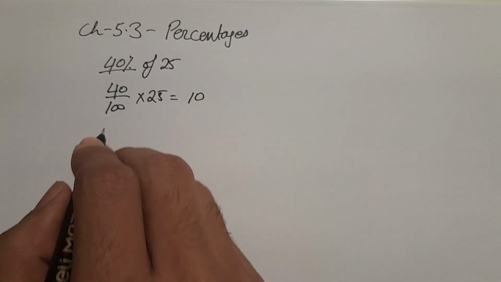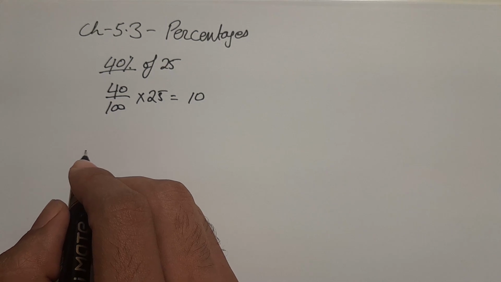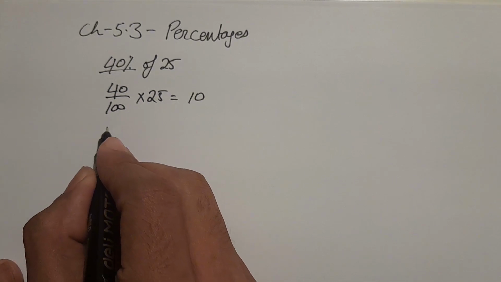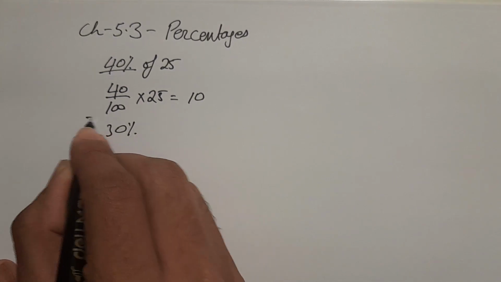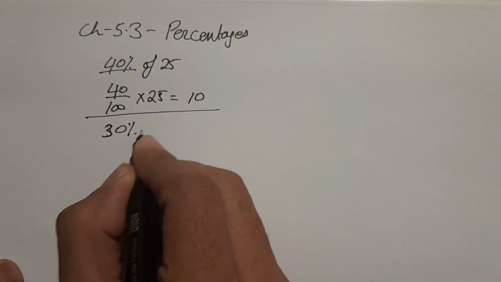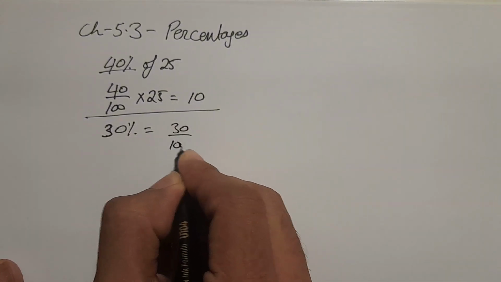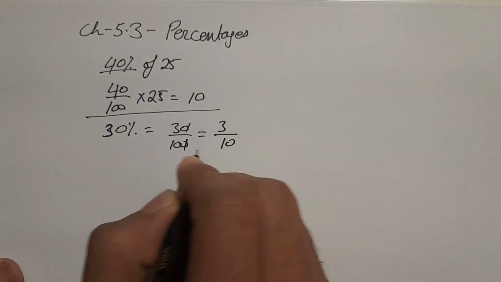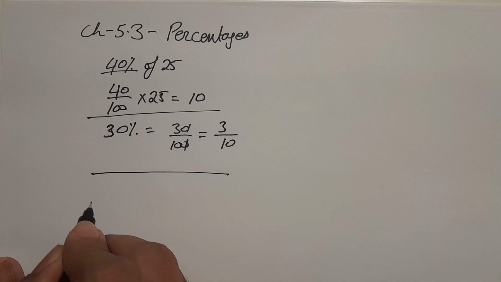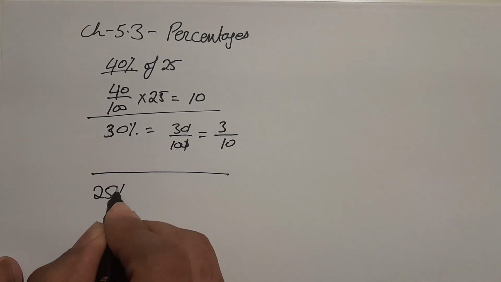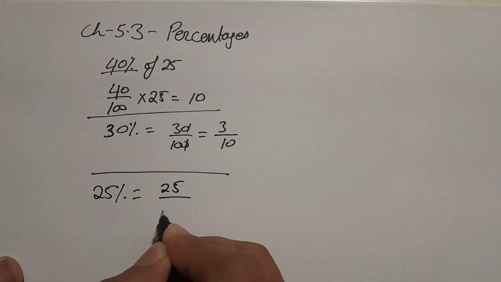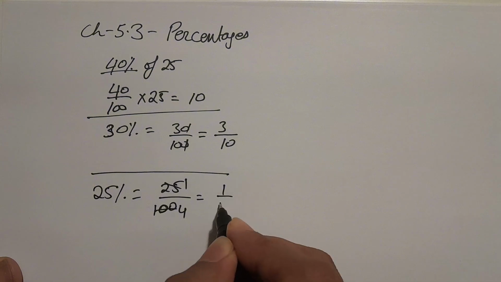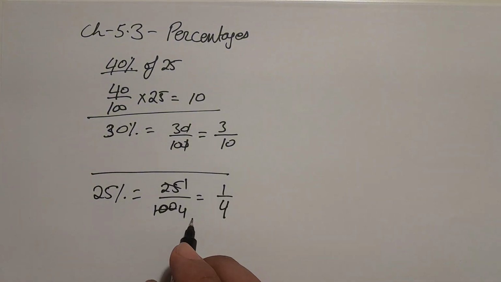Then another example is 30% as a fraction, in its simplest form. So 30% as a fraction will be 30 divided by 100, and simplifying it, it will be 3 divided by 10. Another example is 25%. So 25 divided by 100, that is 25 ones are 25, 25 fours are 100. So 1 by 4th will be the simplest fraction.